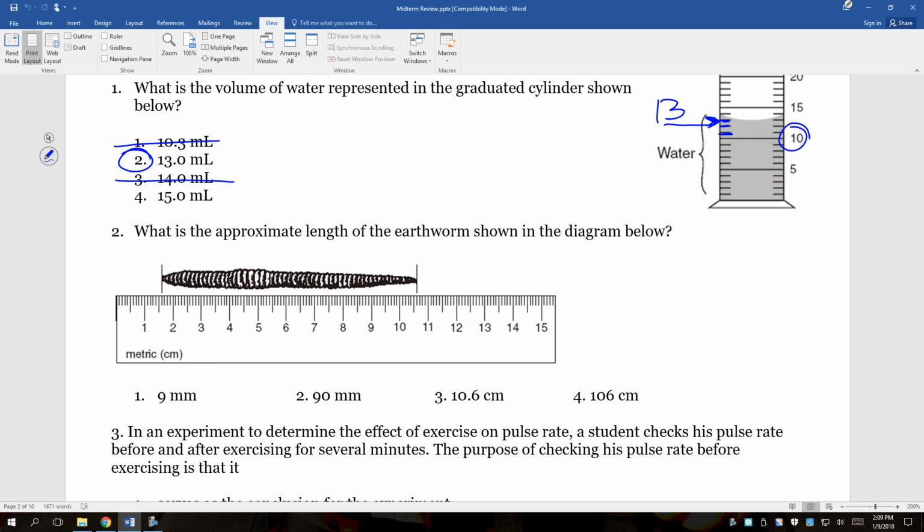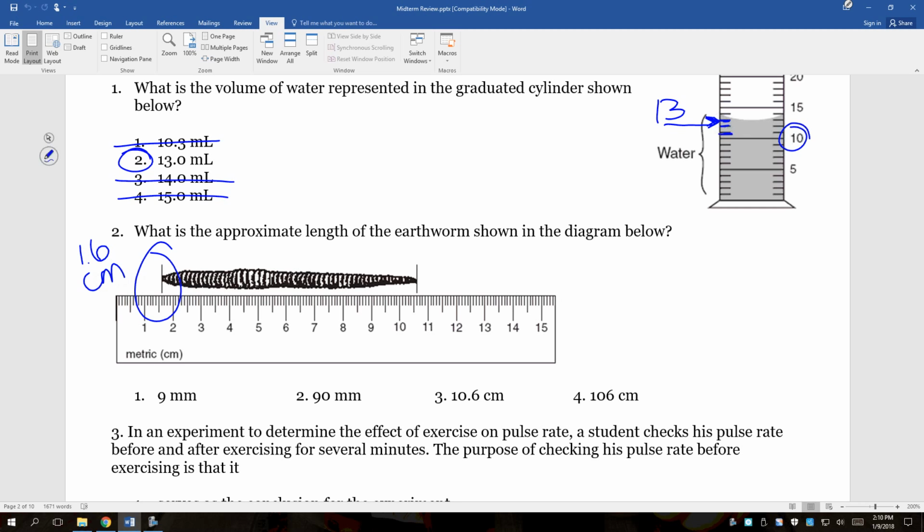And then the final one's 15. 15 really has no significance in this because no line for the water goes up to 15. The next one is looking at a worm. And what they've done here is they actually have not started at the 0. Because of that, you want to actually look at what the measurement is that they're starting at. That's going to be 1.6 centimeters.